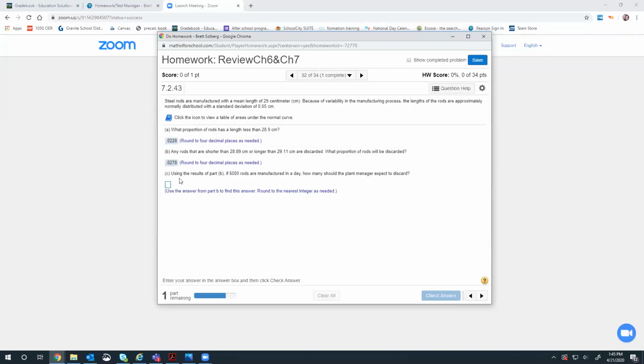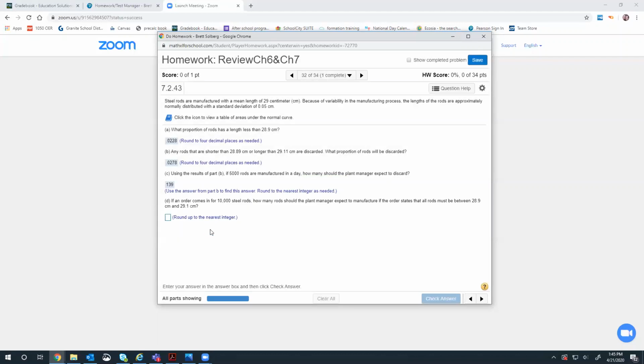Nice. So that means if we made 5,000 rods, how many are we going to get rid of? Well, that percent of them. So I just do 5,000 times that percentage. And it says round to the nearest integer. So I'm going to have 139 rods that I'm going to get rid of.